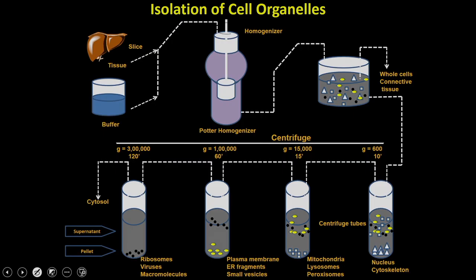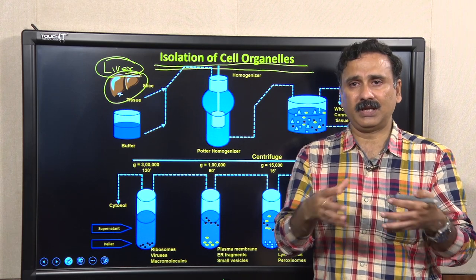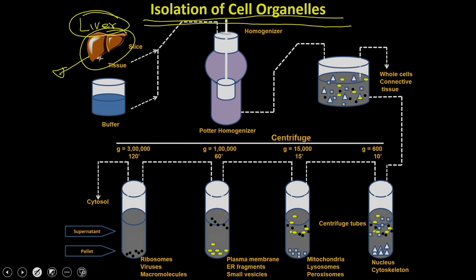So let's discuss the isolation of the cell organelles. I have taken two examples. In the first example, we are trying to process the liver cells. If you would like to isolate the cells, and then isolate the cell organelles, what you have to do is first a process called perfusion.